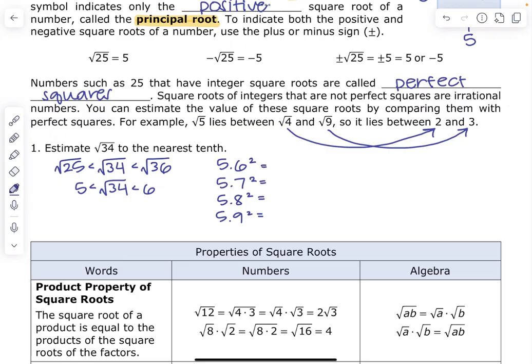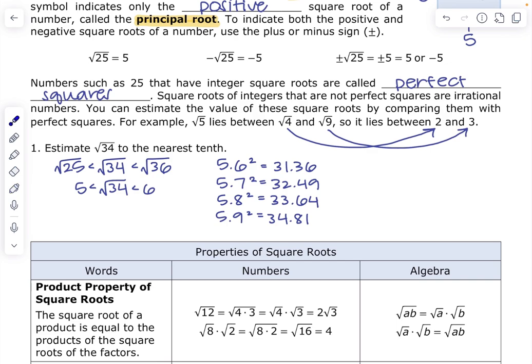All right, so using your calculator, 5.6 squared should get us about 31.36. 5.7 squared should be 32.49. 5.8 squared is 33.64. And 5.9 squared is 34.81-ish.